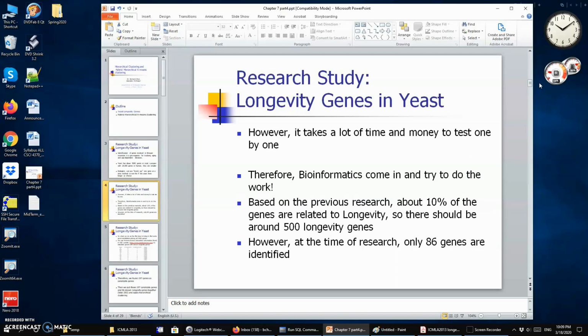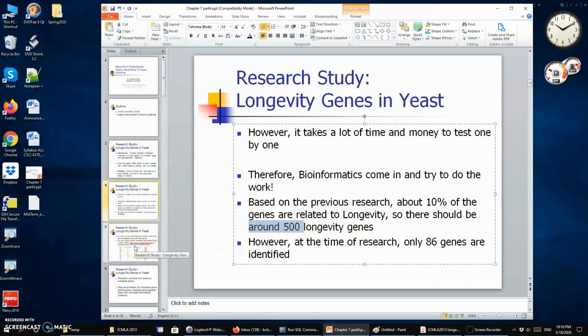So we want to see if computer science can move into this area and do some research or try to make some predictions about longevity genes. And that's what we call bioinformatics research. At the time of the research, only 86 genes were identified. Compared with the expected 500 genes, there's still a big gap between those two.